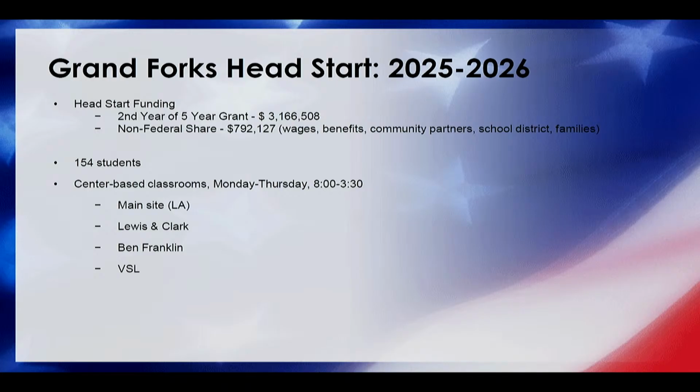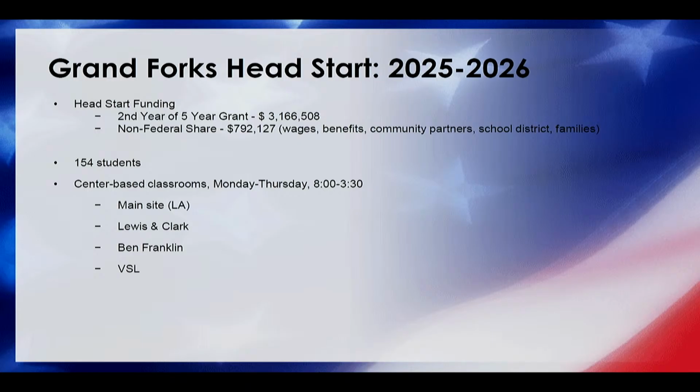Another thing I'm super excited about is we are fully enrolled. We serve 154 students who fall within the U.S. Census Bureau poverty guidelines. The last 2 years we've been under-enrolled because I've not been able to find an 11th qualified teacher. So I'm really excited that we have 11 classrooms serving 154 kiddos this year.